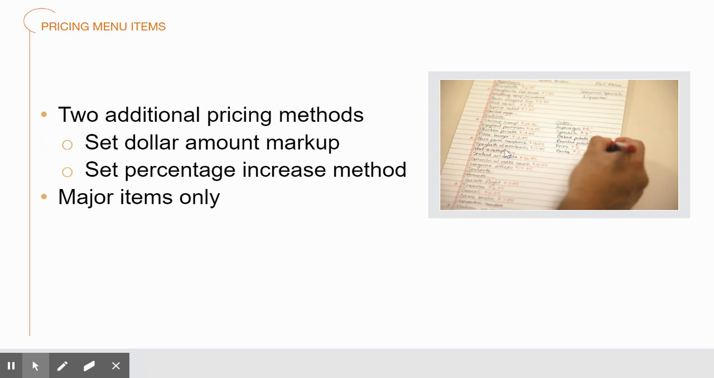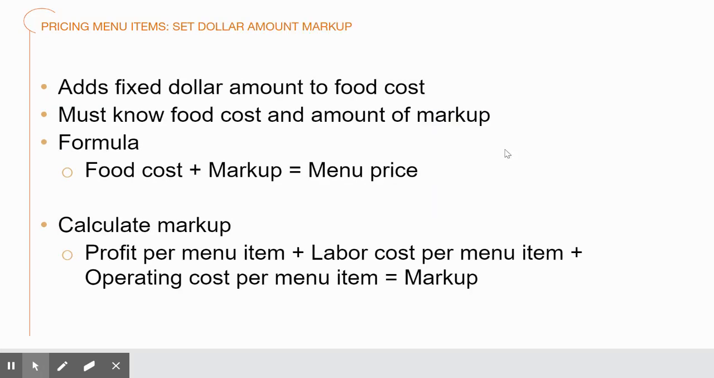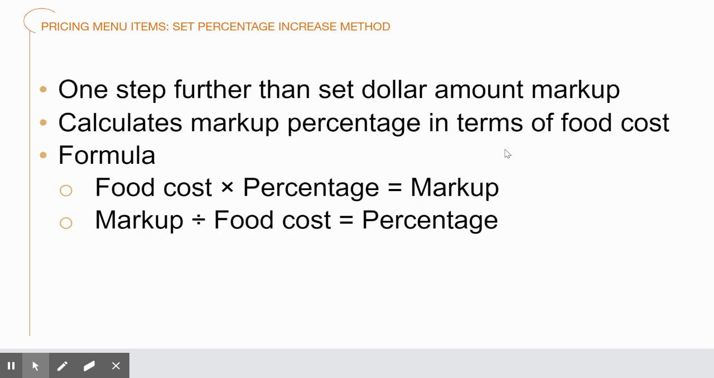So you can also just set a dollar markup amount or set a percentage increase method, but you really only want to use that for your major items. If you add a fixed dollar amount to a food cost, you need to know the food cost and the amount of markup. So you take what it costs to make, and then you take what your markup is, 20%, 30%, add it to that, and that equals your menu price. You can also calculate the profit per menu item plus the labor plus the operating costs, and then that's how you find your markup.